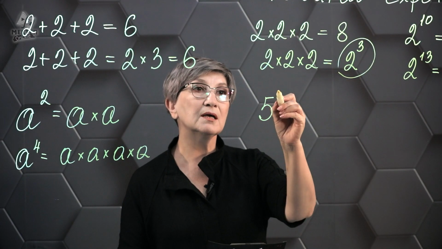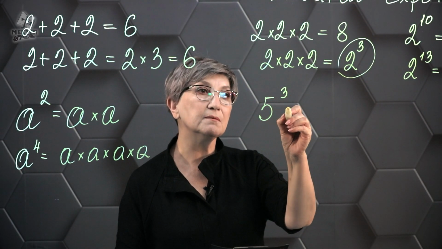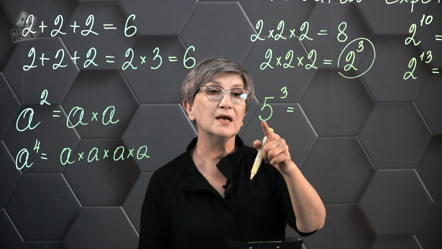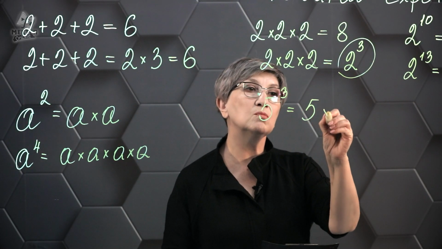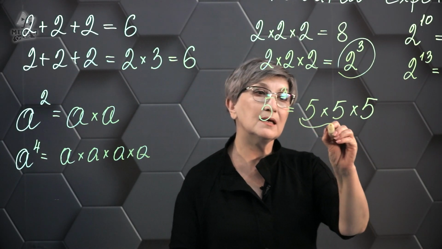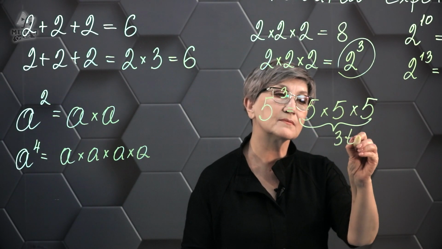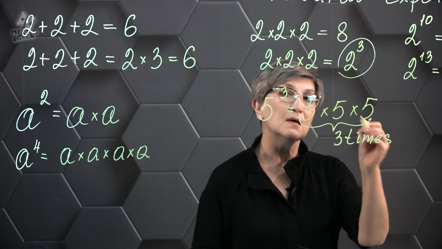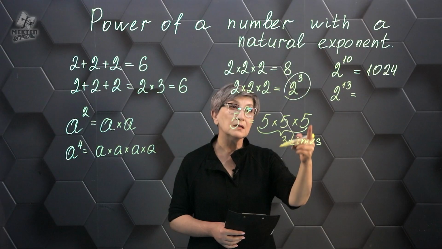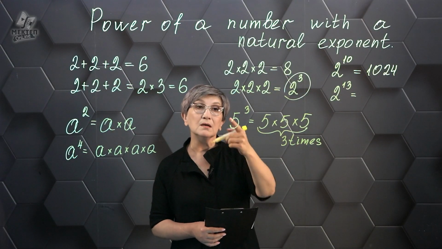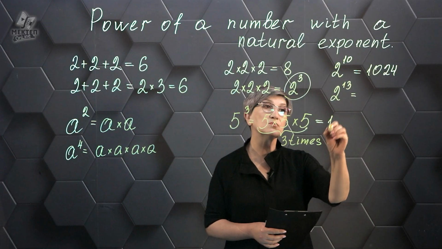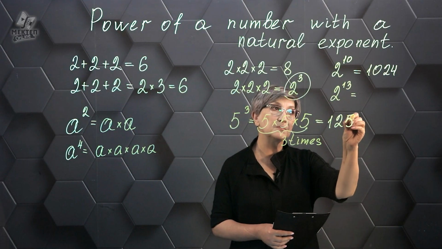If I need to find 5 to the power of 3, then in order to find the value of that expression, I have to multiply 5 times 5 times 5, 3 times, because the exponent of the degree is 3. That's the value we can find. And if we multiply 5 times 5 times 5, the result is 125.